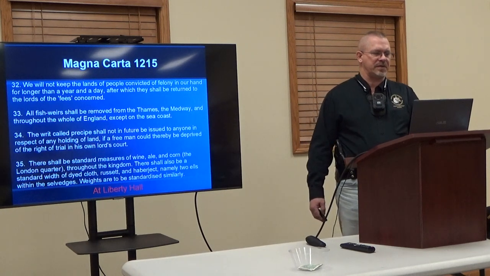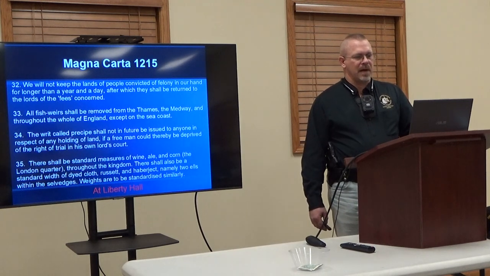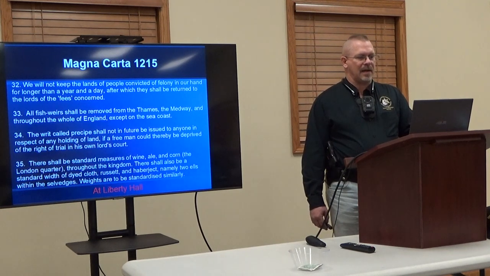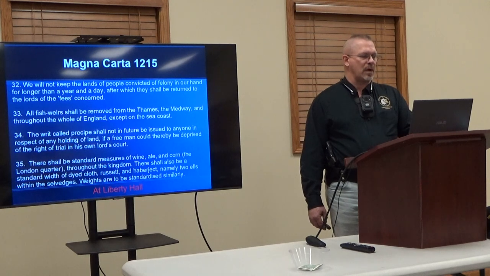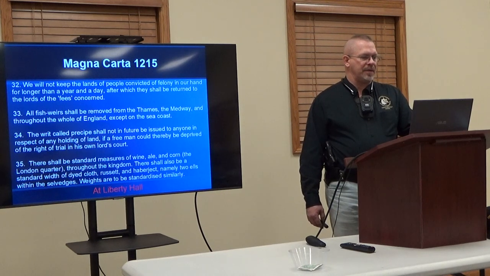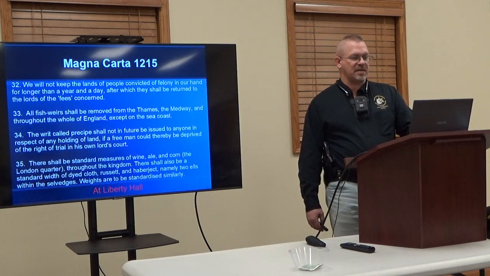33, all fish weirs shall be removed from the Thames and Medway and throughout the whole of England except on the sea coast. 34, the writ called precipe shall not in future be issued to anyone in respect of any holding of land if a free man could thereby be deprived of the right of trial in his own lord's court. There again we start to see due process. 35, there shall be standard measures of wine, ale, and corn, the London quarter, throughout the kingdom. There shall also be a standard width of dyed cloth, russet, and haberject, namely 2 ells within the selvages. Weights are to be standardized similarly.